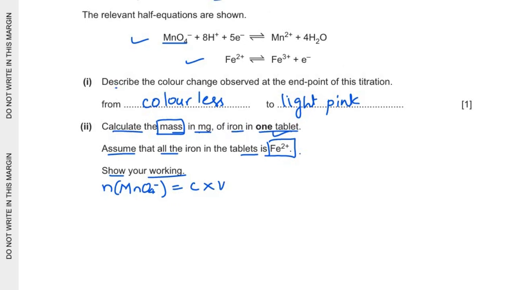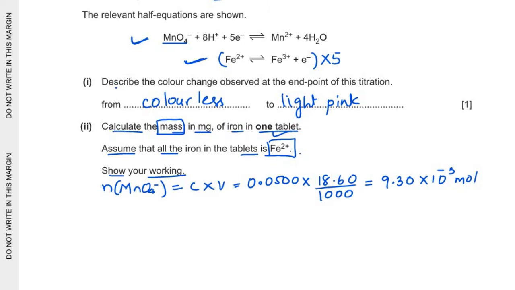So if we substitute the values, we have concentration as 0.0500 multiplied by the volume, that is 18.60. Now that we divide by 1000 because we need to convert the volume from cm cube into dm cube, and so our moles of manganate ions we end up with 9.30 times 10 power minus 3 moles. Now here are the two equations given for the manganate ions, and if these two species are reacting, we have to balance the electrons, so multiply that by 5.